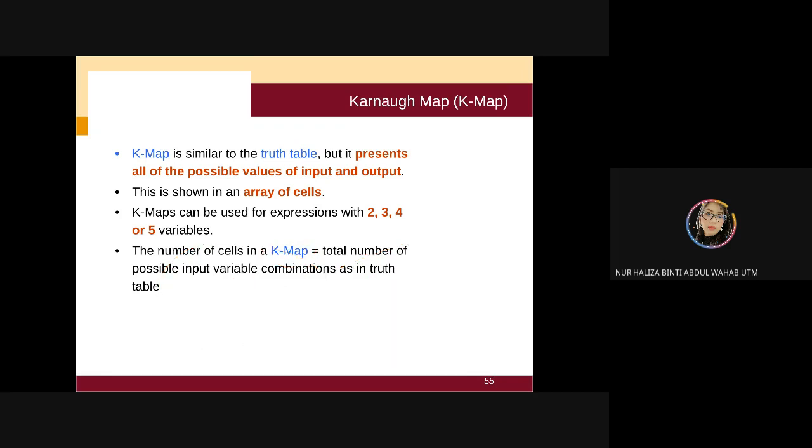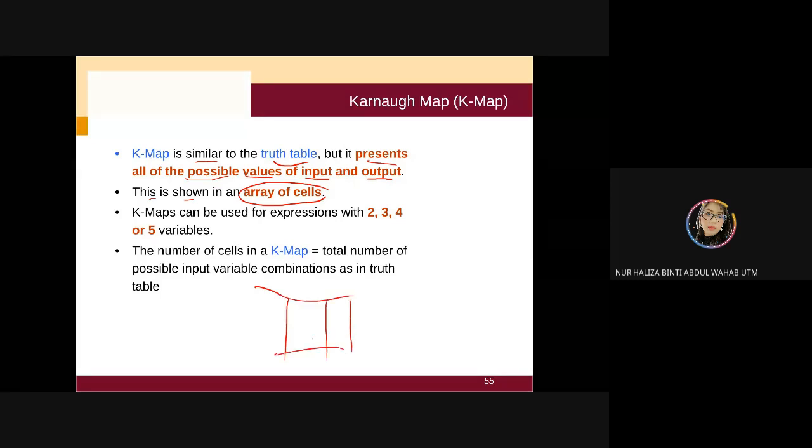But now I just give you the overview of why you need to learn KMAPs and how the KMAP looks. It is slightly similar to a truth table, but it represents all the possible values for input and output, and it is shown in an array of cells. So you can see several cells here, right?